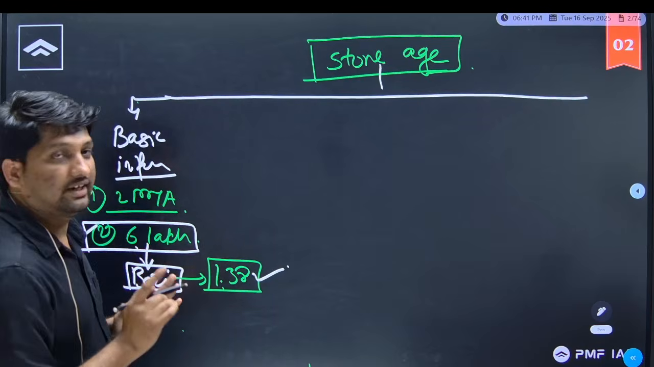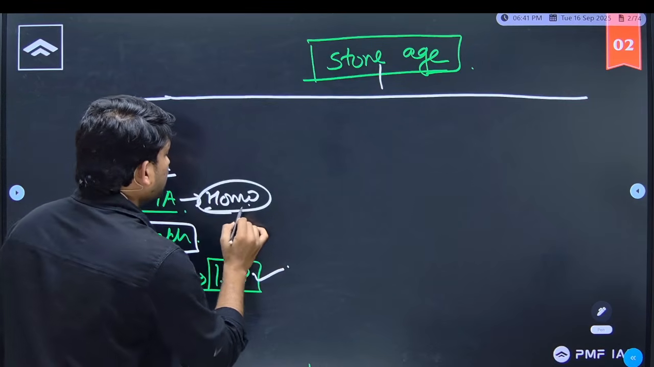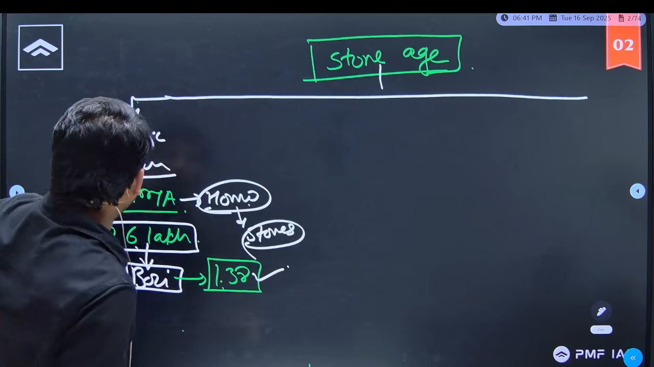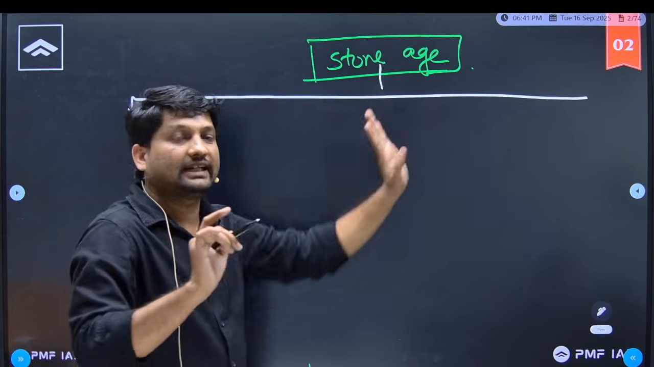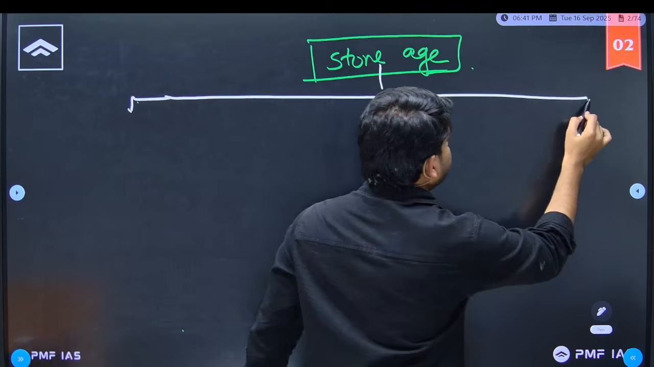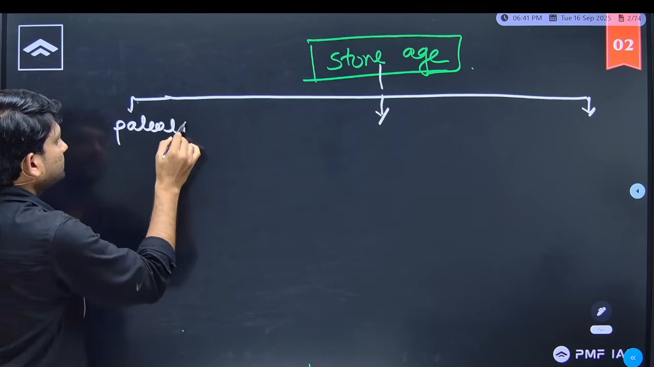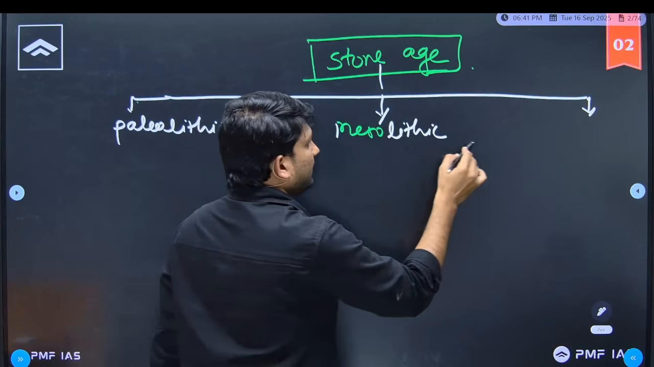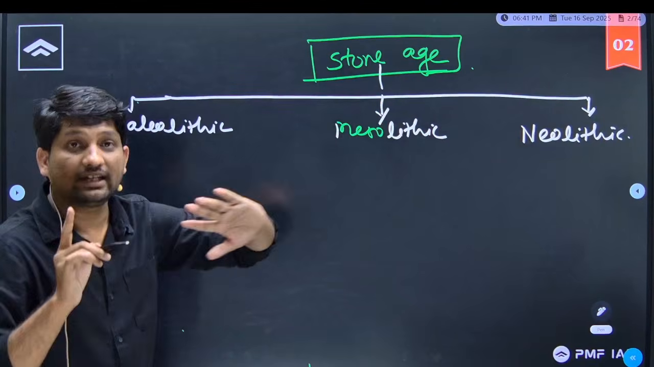In Africa, it started around 2 million years ago when Homo habilis started using stones or stone tools. So we discussed this basic information. After that we divided the entire Stone Age into three ages. Which are these three cultures or ages? First is Paleolithic, then Mesolithic age, and then Neolithic.